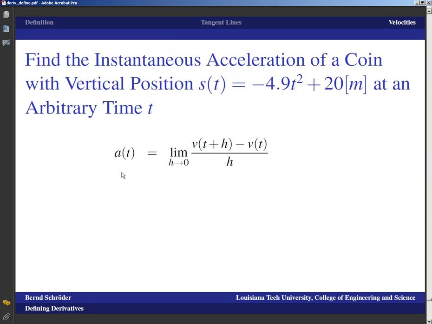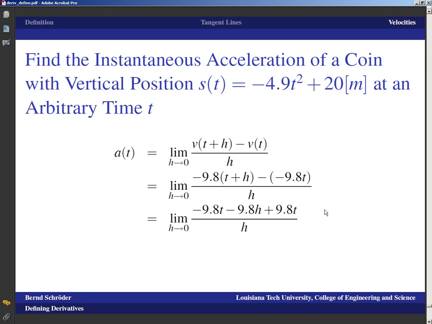In order to do that, we take the acceleration, and that's the limit of v of t plus h minus v of t divided by h. We plug that into the velocity function, which is a pretty simple function, right? Negative 9.8 (t plus h) minus (negative 9.8 t). Work out all the parentheses and the negative sign. We end up with the limit as h goes to 0 of negative 9.8 t minus 9.8 h, minus minus is plus 9.8 t, divided by h. The negative 9.8 t plus the 9.8 t goes away. So we end up with the limit as h goes to 0 of negative 9.8 h divided by h. And that's negative 9.8. And that's measured in meters per second squared.